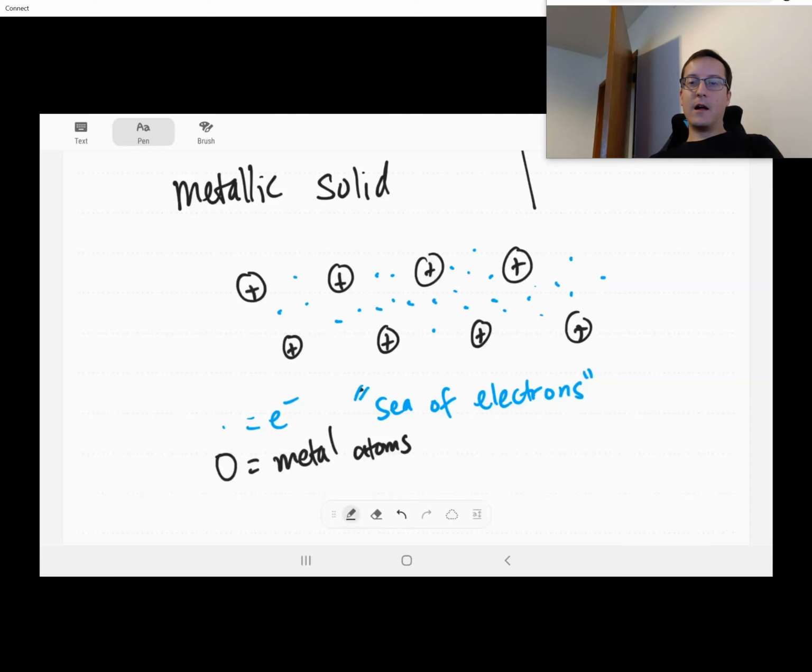Okay. Questions? There's a nice chart in the last part of this chapter in the textbook that summarizes all of this stuff, so you can go ahead and refer to that to see about these solids. Okay?